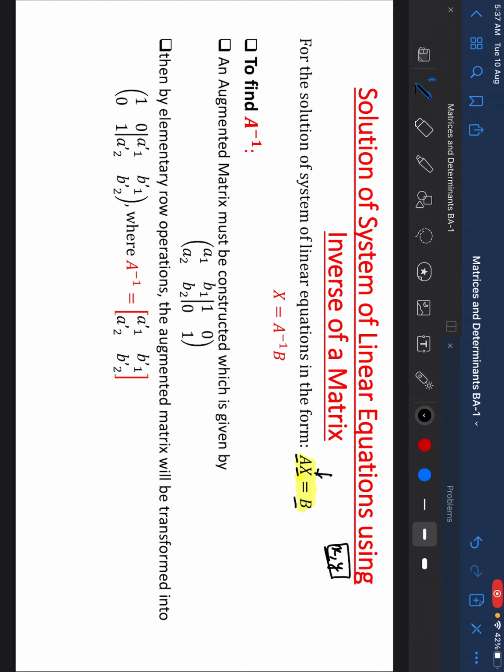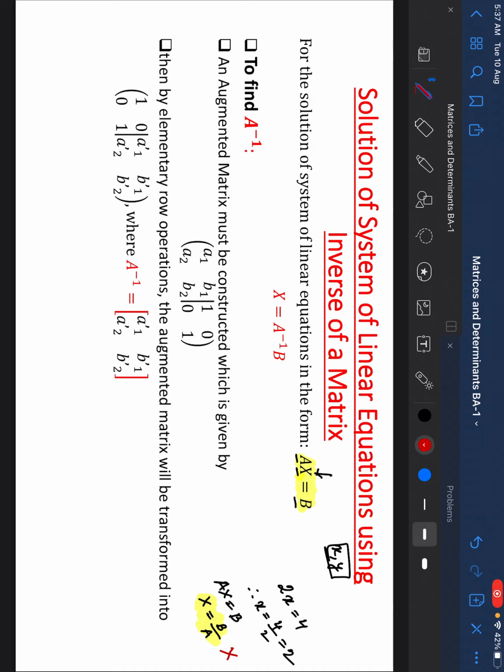Now we know one thing, if I have an expression like 2x is equal to 4, and you need to find x, you take 2 to that side, so x is equal to 4 by 2, and you get the answer as 2. Same here, if I have AX is equal to B, I need to take A to that side. If I take A to that side, it becomes B by A. But no, that's not possible. Why? Because we have learned in matrix operations there is no such thing as division of matrices. We have learned addition, subtraction, multiplication, but division of matrices is not possible.